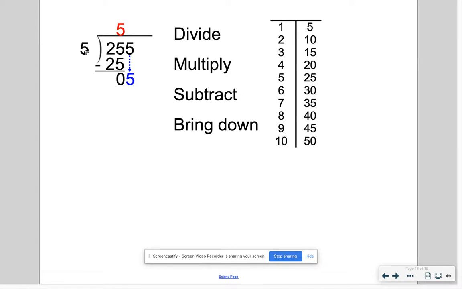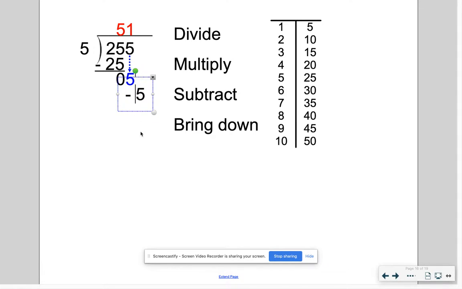So now I'm going to divide the 5 into the 5, right? Well, this is pretty straightforward. I think you all know there's 1, 5, and 5. And I'm going to write that 1 up here. There's my 1. Now I can multiply my 1, the answer I got, by my 5. So I'm repeating the multiplication step, 1 times 5. I'm going to write that answer down here.